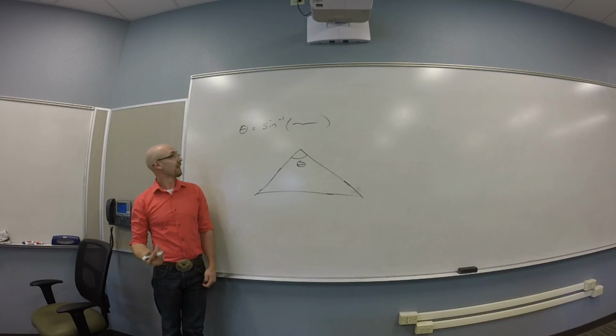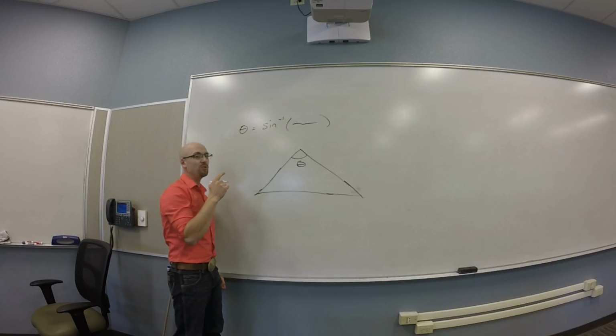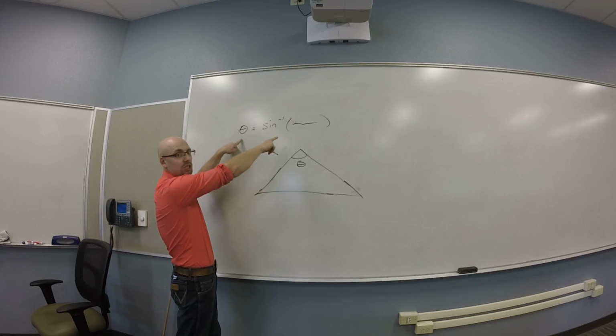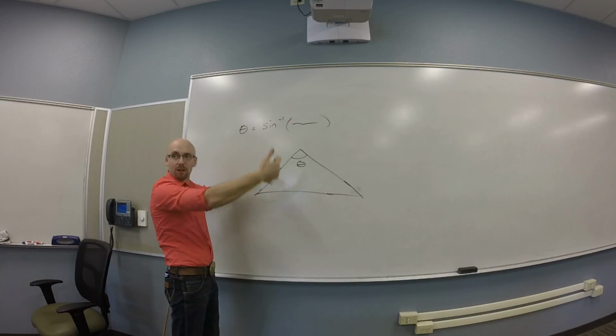Well, if you don't know anything else, you probably have to consider two angles. You guys see that? Those angles are going to look like theta, which is the arc sine of whatever stuff you got. And what's the other one?